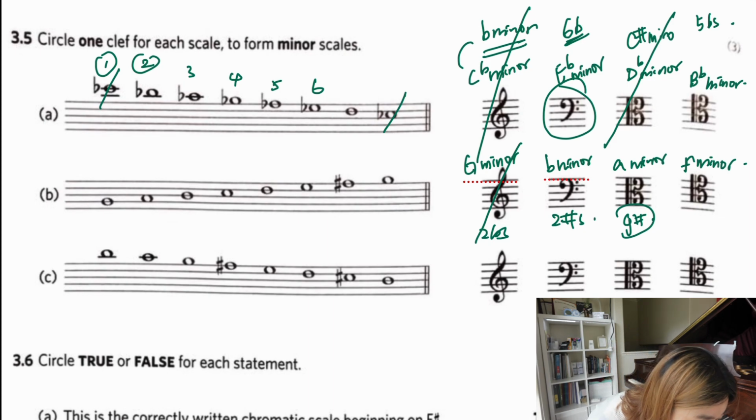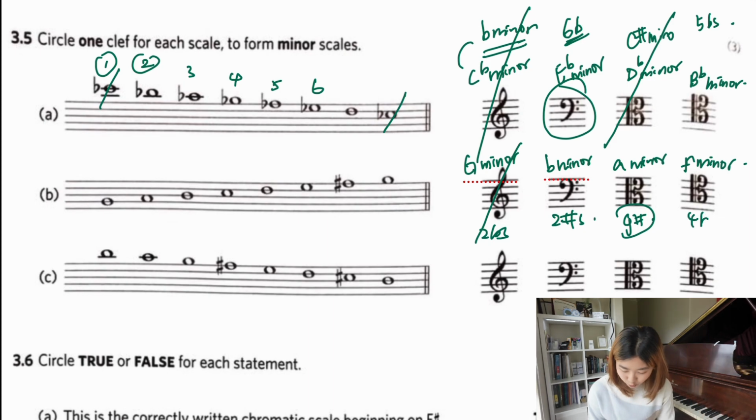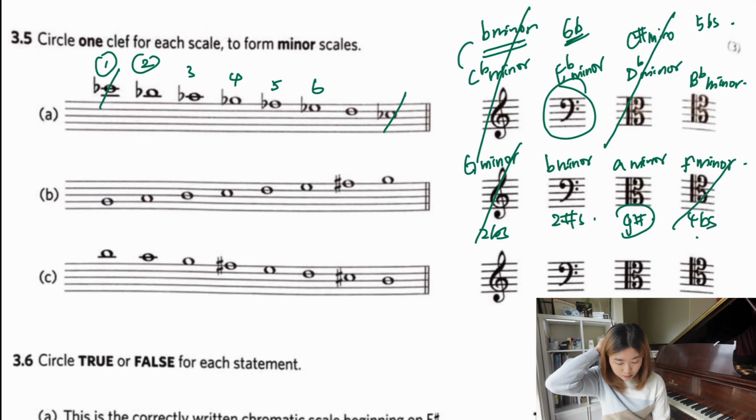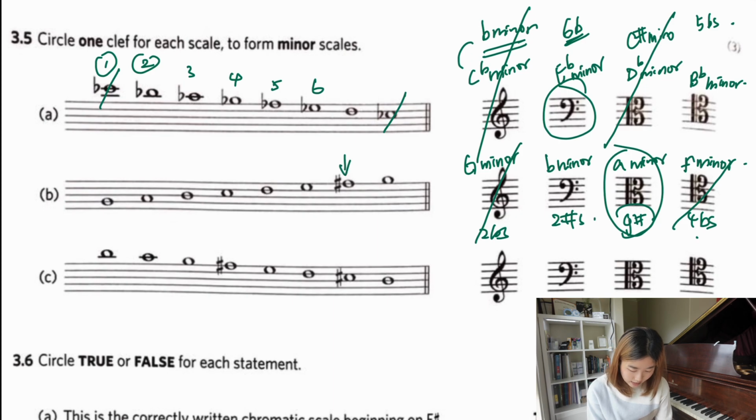So what do we have for F minor? F minor, we have 4 flats. Okay, so I think A minor would be the option. And the raised sharp is the harmonic scale, meaning raise up the 7th note. So this is the G sharp. G sharp landing on A.